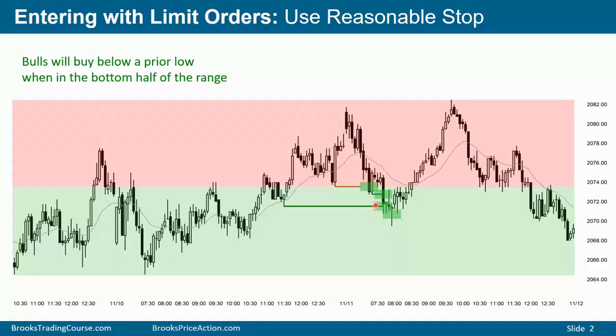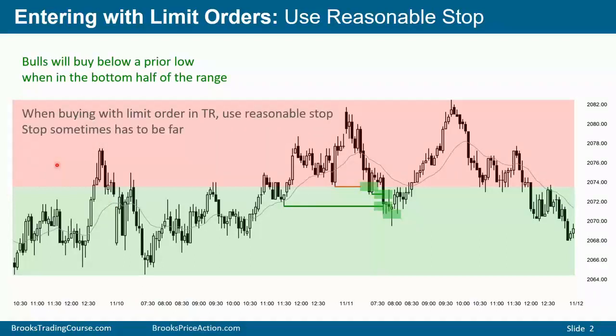Here's another prior low. They'll buy with a limit order there, and here is a minor low, but traders bought with a limit order there, especially since it's a potential micro double bottom in the bottom half of a trading range. Unfortunately, sometimes the stop is far away, but you have to use a stop that is reasonable. For example, putting a stop below the bottom of this 3-legged rally is a reasonable stop. And if you get stopped out, you can buy again on a reversal back up.